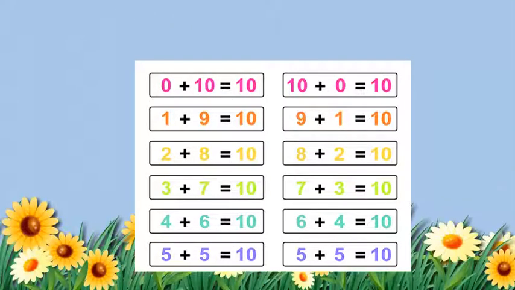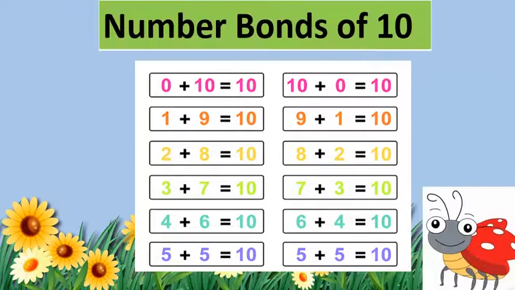And this is the most important thing. You should remember the number bonds of 10 for you to be able to fill in the 10 frames later. Some of these are the following. 0 plus 10 equals 10. 1 plus 9 equals 10. 2 plus 8 is 10, and so on and so forth. Make sure to memorize all these number bonds.